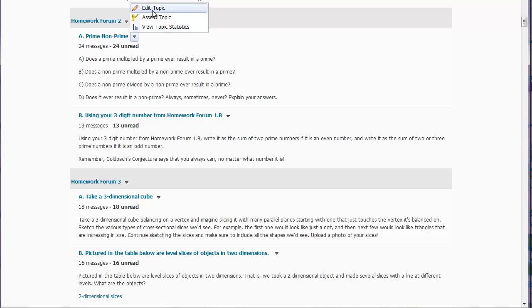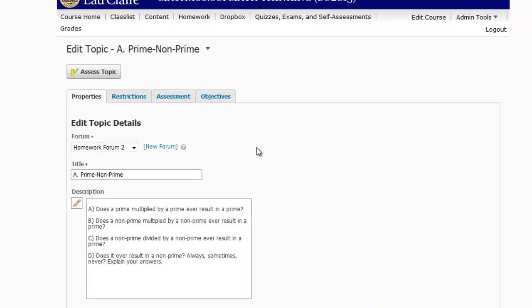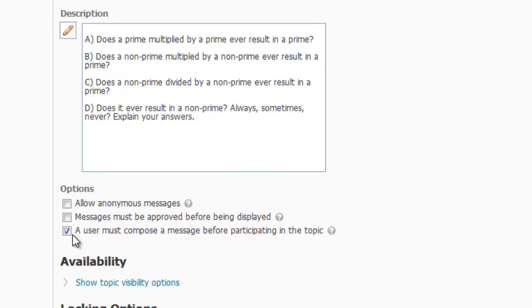We'll go into Edit Topic, where a user must compose a message before participating in the topic. So this means that they post their answer to the question blindly without seeing what others have posted yet. Now when we've explained this to people, sometimes they're concerned with how it feels to post something when you don't know what others are going to say, right?